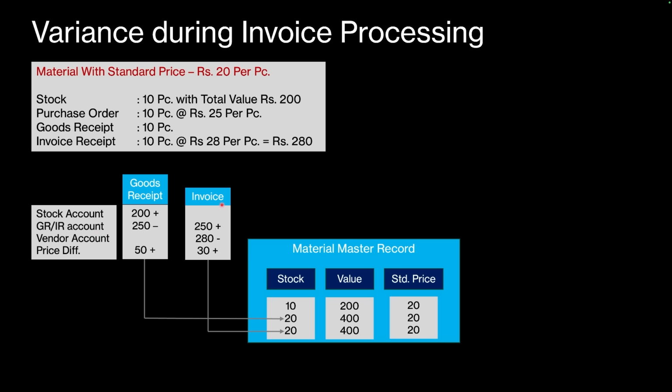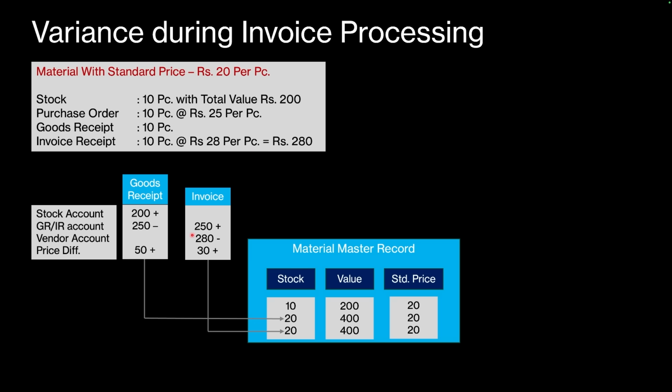Okay. When the invoice is posted, this GRIR will get cleared. So this credit entry of 250 will get cleared by this debit entry of 250 rupees. And how much you have to pay to the vendor? You have to pay 280 rupees to the vendor, because vendor has raised the invoice at rupees 28 per piece. So manually you will enter this price in the Miro screen, and then you will post the invoice. So system has to post a liability of 280 rupees against the vendor.